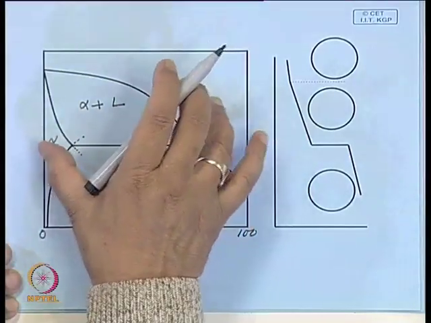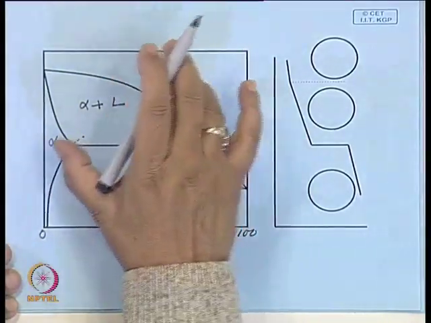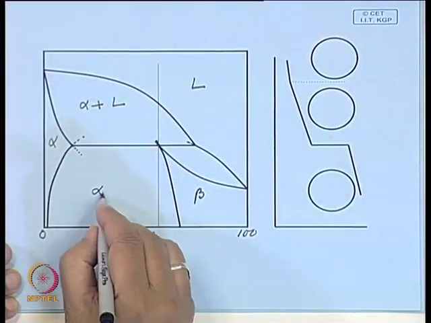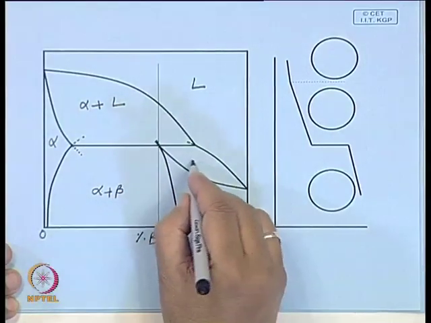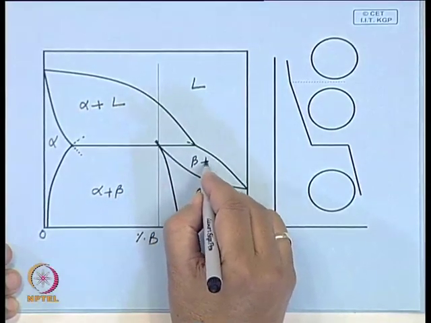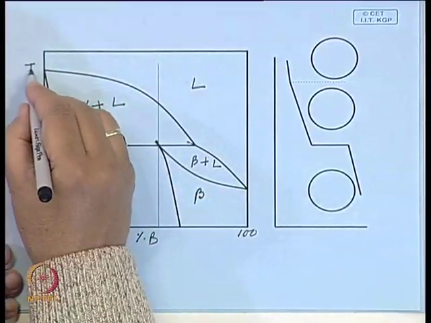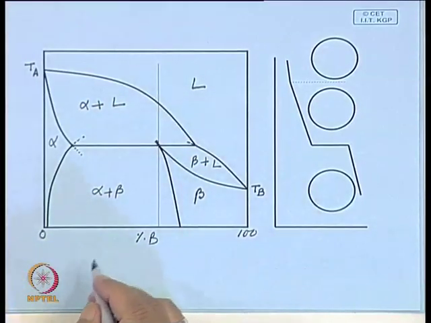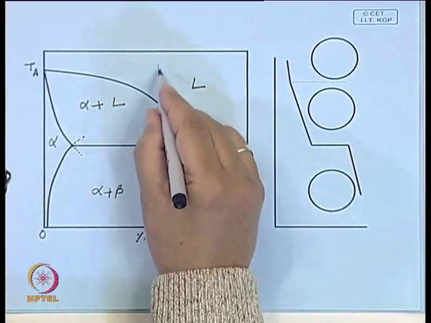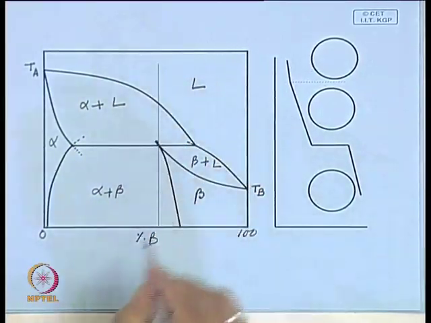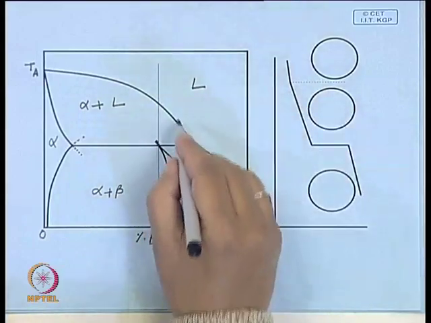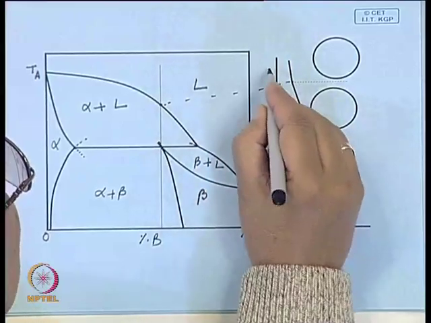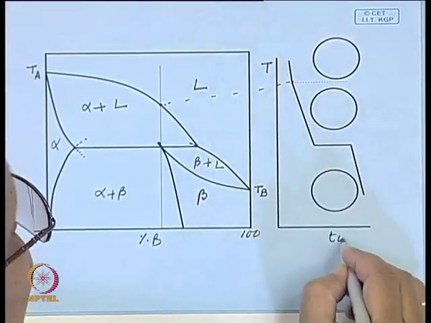And between two single phase regions, you have a two phase region. Here you have alpha plus beta, here you have beta plus liquid. This is the melting point of A, this is the melting point of B. Now, in this case, this is the peritectic alloy. Now, in the peritectic alloy also, the solidification starts from here. So, this is temperature, this is time.